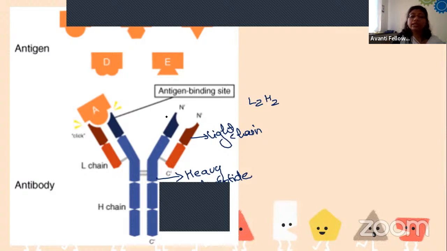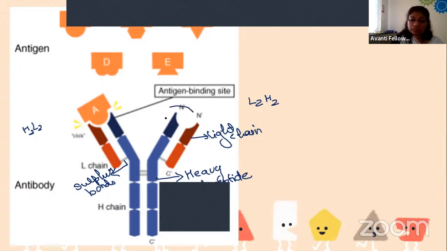Okay, so we can write H2L2 or L2H2 for the structure of antibody. And these light chains and heavy chains are joined together by a particular bond. These are the sulfur bonds. So the heavy chain and light chain are joined by a specific bond, that is sulfur bond, and these bonds are maintaining the structure of our antibody.